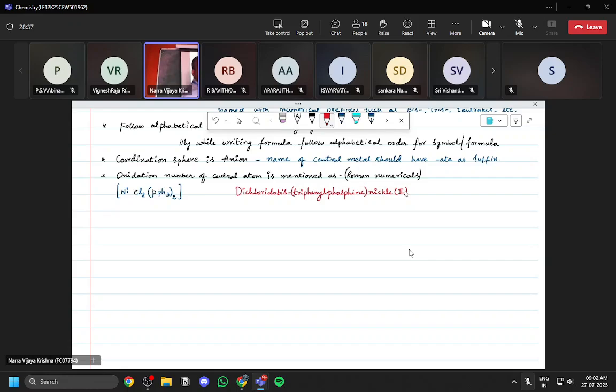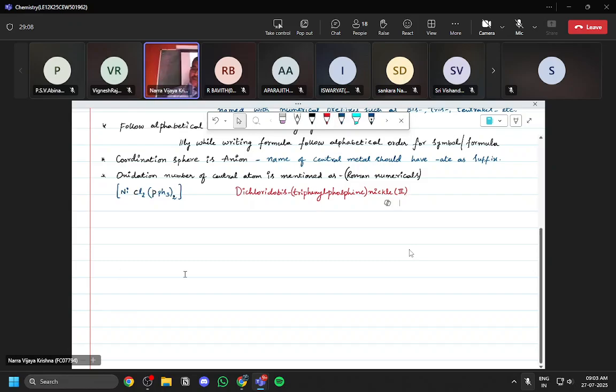Clear? Or if you want, I will write. First letter must be capital. No spaces while you are naming it. While you are writing two numerical prefixes at the same place, we need to separate them with hyphen, and that ligand should be named in brackets, parentheses. Clear? Any questions further?